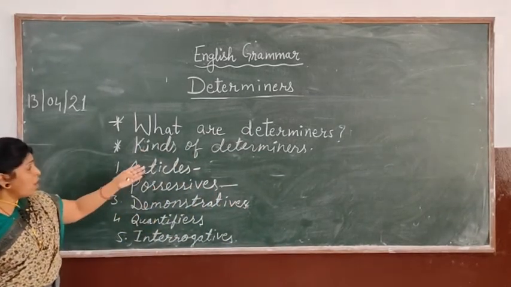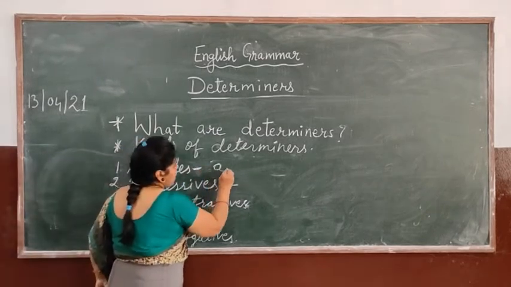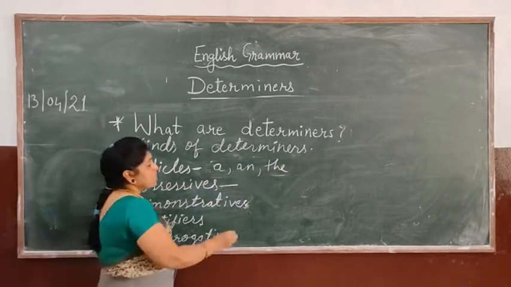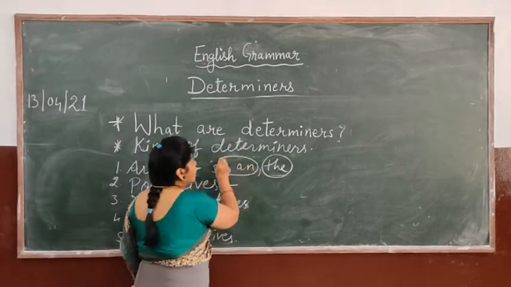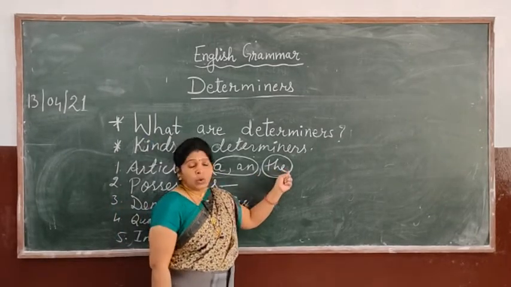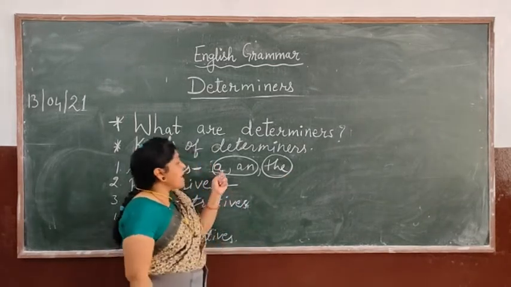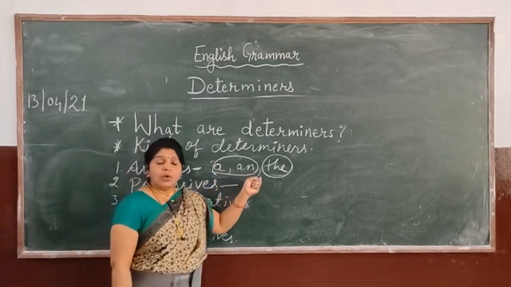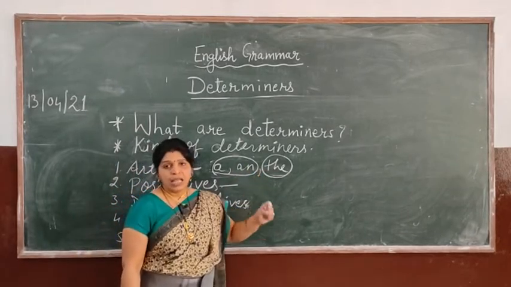Determiners are of 5 kinds. Number 1 is articles. What are articles, children? A and the. These are articles. The is the definite article, and a and an are the indefinite articles. Why is the definite? Because it is used before any particular person, place, thing or animal. And a and an are indefinite articles because they can be used with any person, place, animal or thing.